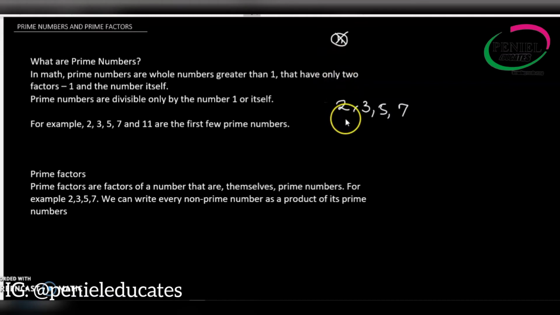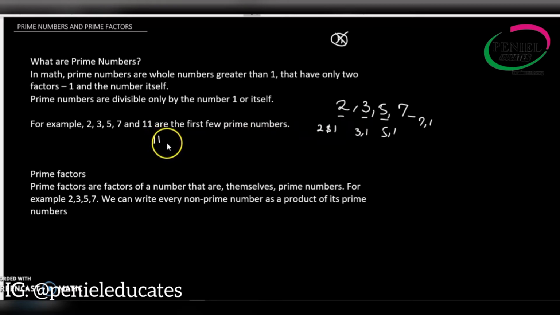From 2 now, you have 2, which is divisible by 2 and 1. 3 is also divisible by 3 and 1. 5 is also divisible by 5 and 1. 7 is also divisible by 7 and 1. So prime numbers cannot have multiple factors. It's just 1 and itself.